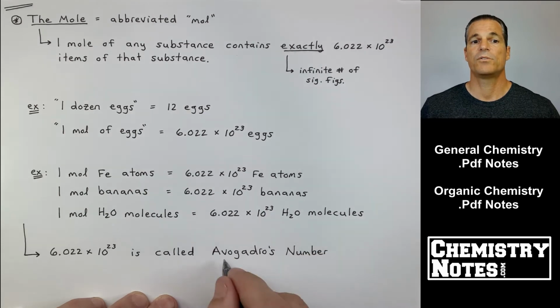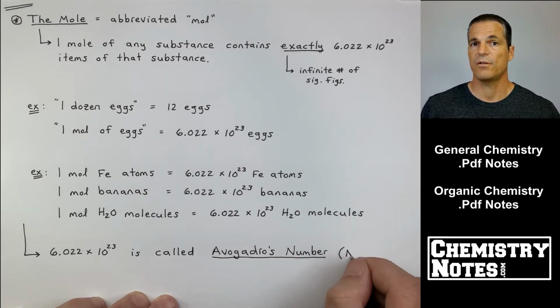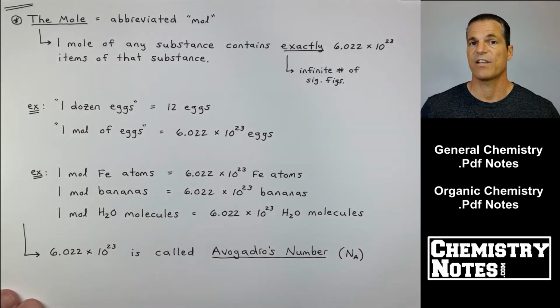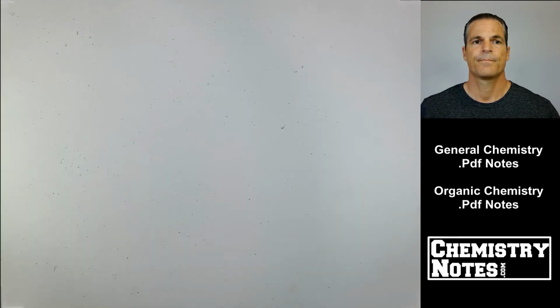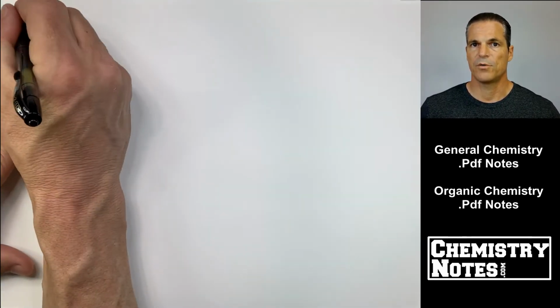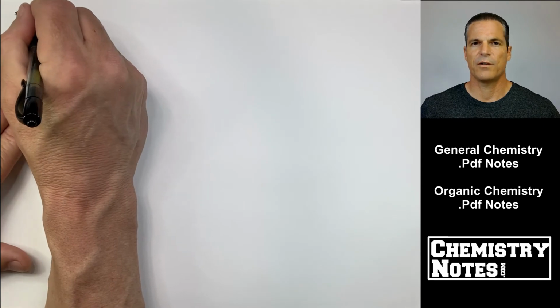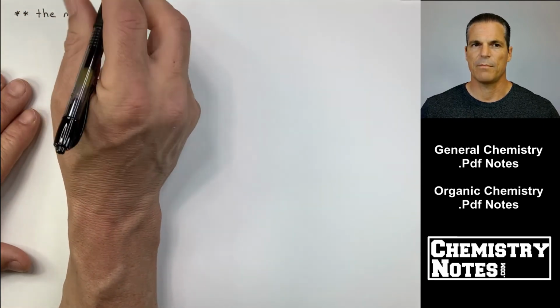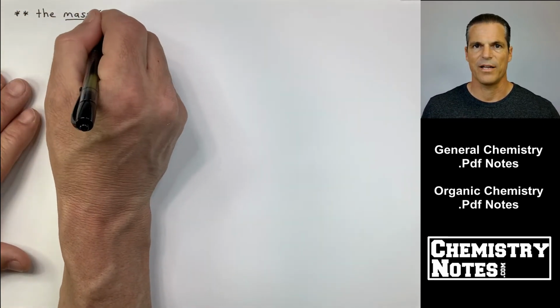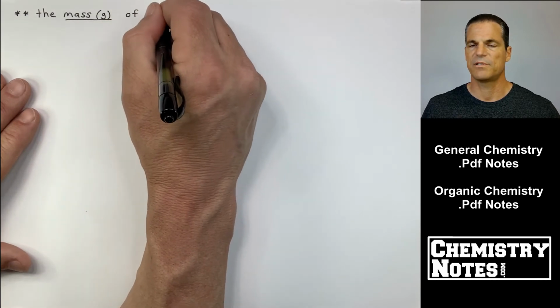So 6.022 times 10 to the 23rd, as I just mentioned, is called Avogadro's number. And it's an important number to remember. Most of you will find that you don't have too much difficulty remembering that number. For some reason, it just sticks in our brain. 6.022 times 10 to the 23rd.